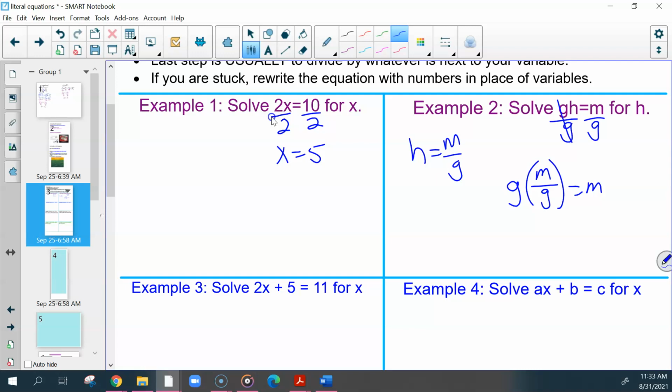So here, when I multiply g times m over g, this is really g over 1. This would become gm over g. Cancel. Leaving this m equals m. So that works. Do you have any questions on that example 2 before we move on?